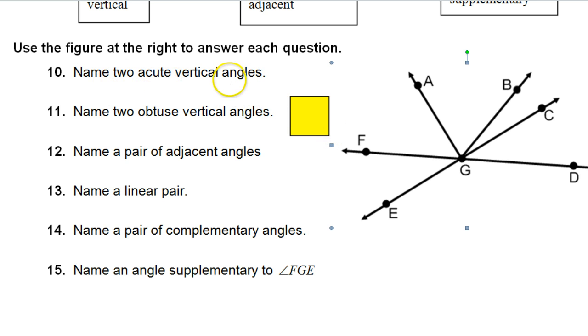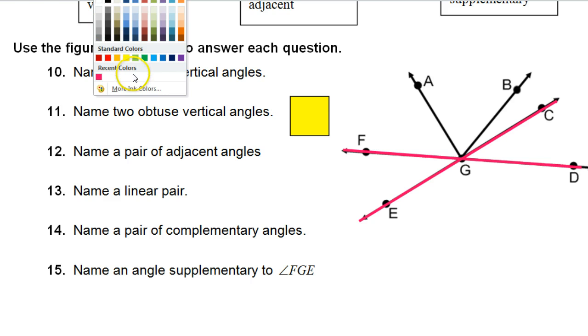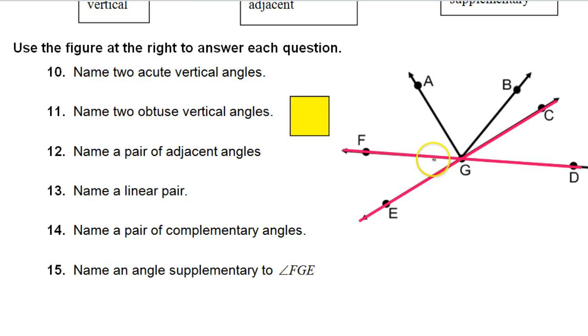Anyway, name two acute vertical angles. Well, let's start with the vertical angle part. If you look at two intersecting lines, they are going to form vertical angles. These two lines right here are intersecting lines. So they are going to form the vertical angles that I need for this problem. Okay, so this angle and this angle, these are vertical angles. And they are acute. And if you don't believe me, you could come over here and try to put this square in here, but you see it doesn't fit because this angle is too wide. So these are acute angles.